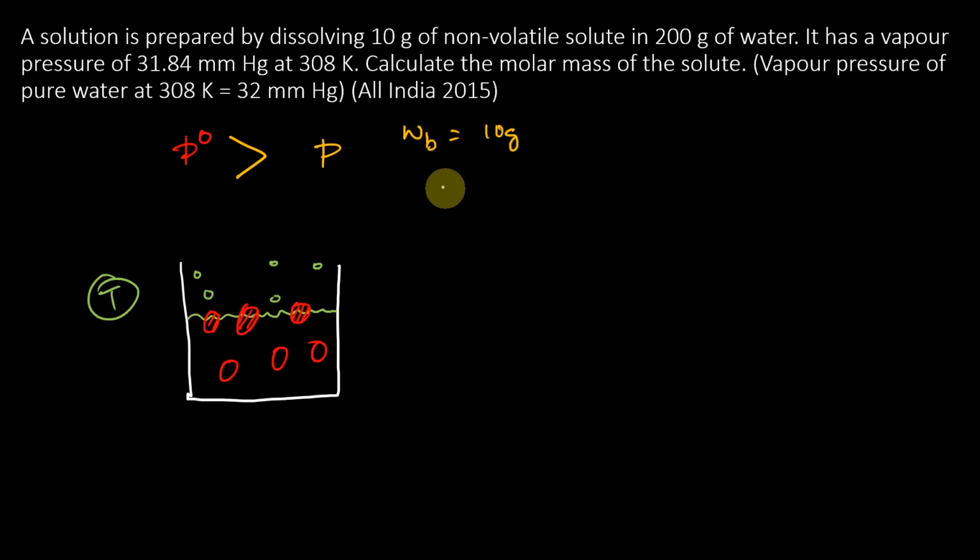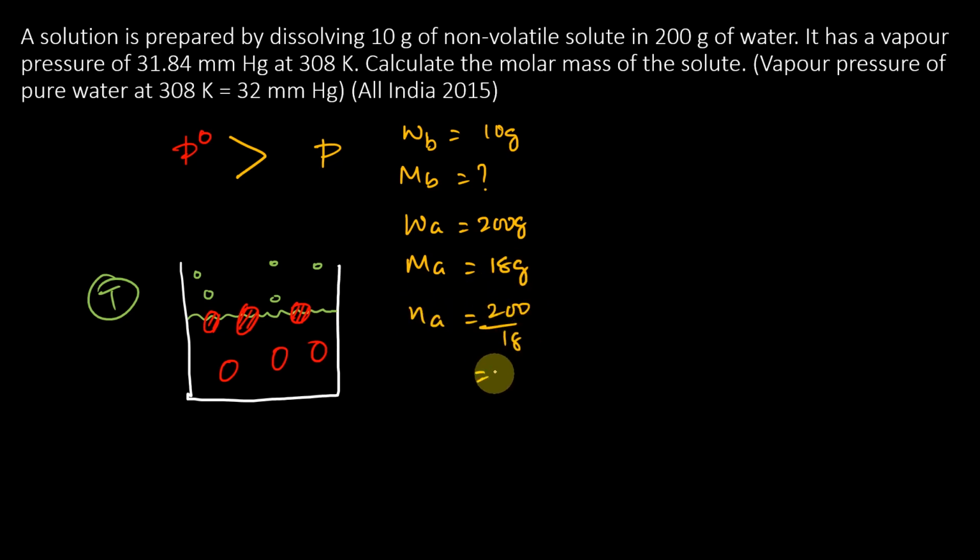All right, we have to find the molar mass of the solute. Then weight of the solvent is taken to be 200 gram. Molar mass of the solvent is 18 gram. So number of moles of the solvent is 200 divided by 18, that is equal to 11.11 mole. Clear? Next is the vapor pressure of the pure solvent. What is it for pure solvent water? That is equal to 32 millimeter mercury. What will be the vapor pressure of the solution? It is given to be 31.84 millimeter mercury.